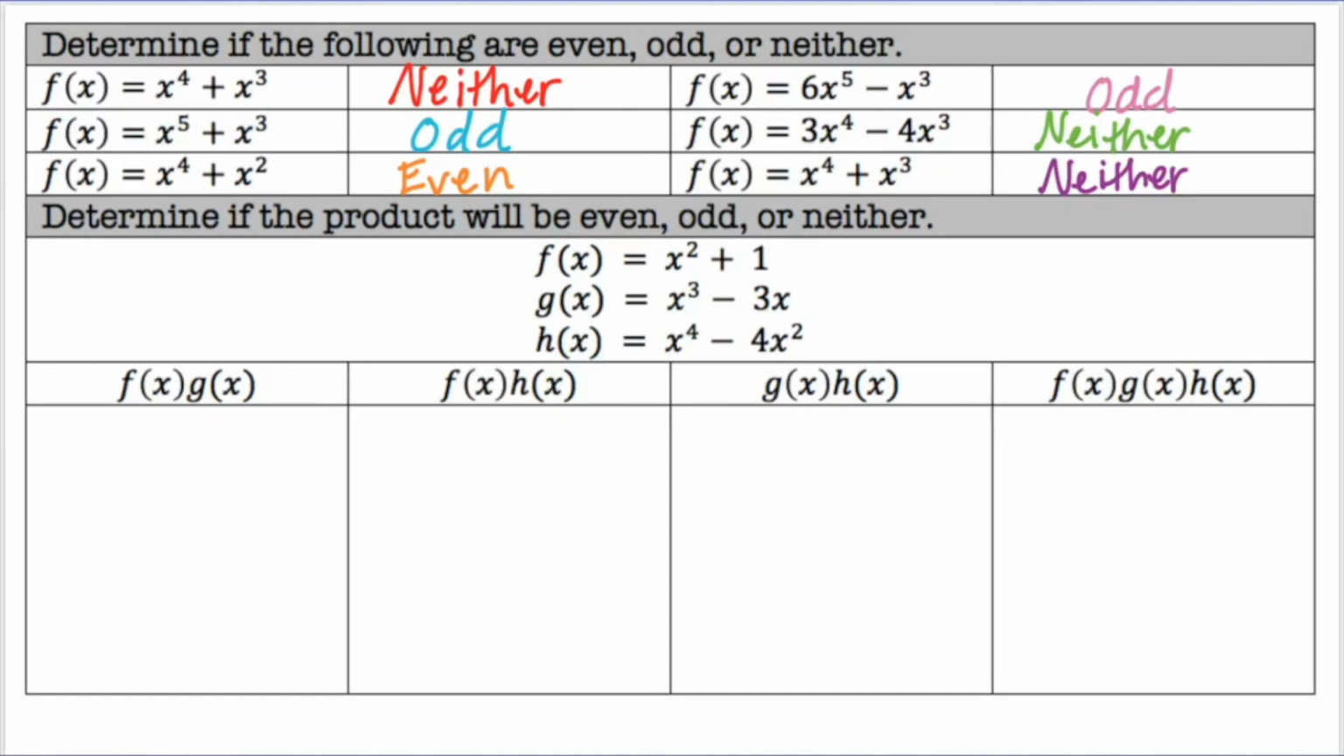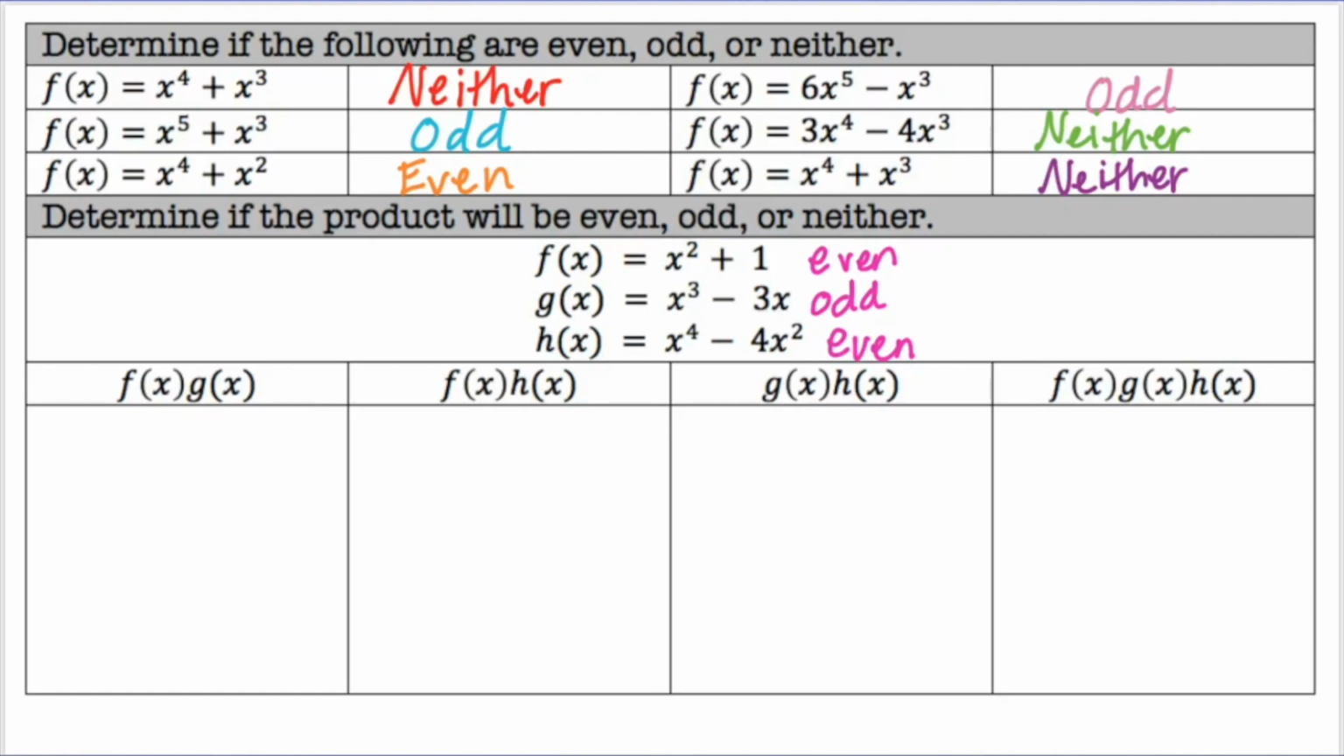And then down here at the bottom, we've got to determine if their product will be even, odd, or neither when you're multiplying them together. So they give you three functions to work with, f of x, g of x, and h of x. So you have to determine before you can start whether each is even or odd. So x squared plus 1, well, that 2 tells us it's even. x to the third minus 3x, that 3 as the exponent, tells us it's odd. And x to the fourth minus 4x squared, that 4 as the exponent, tells us it's even.